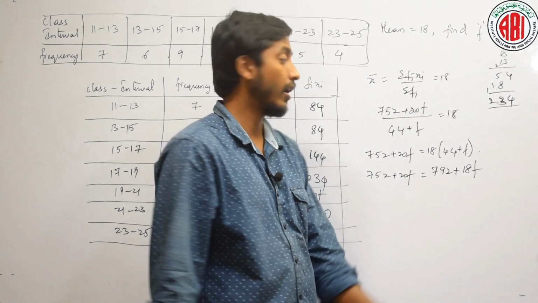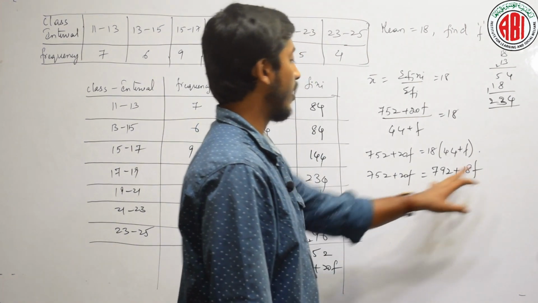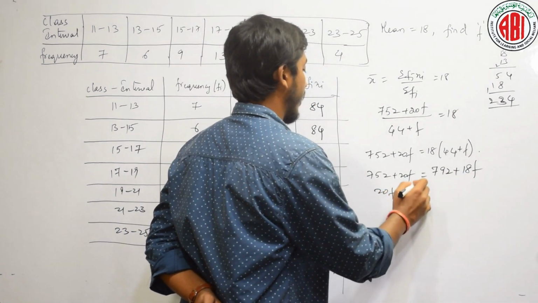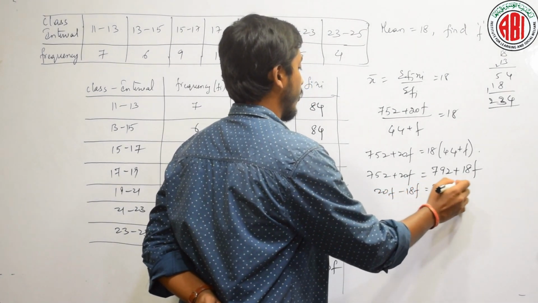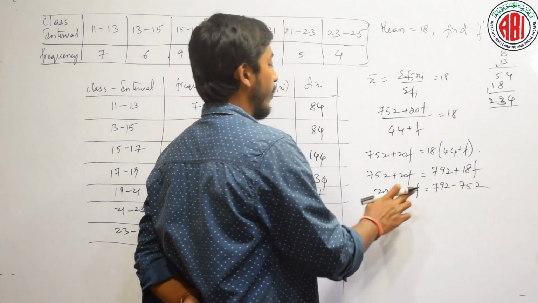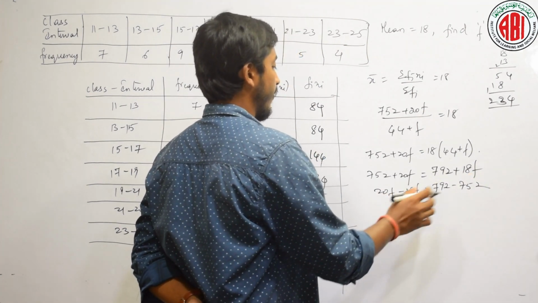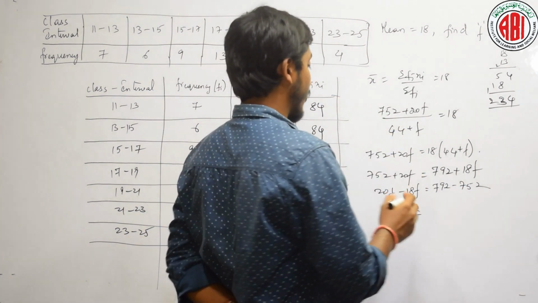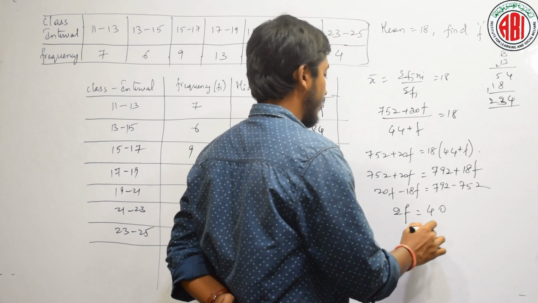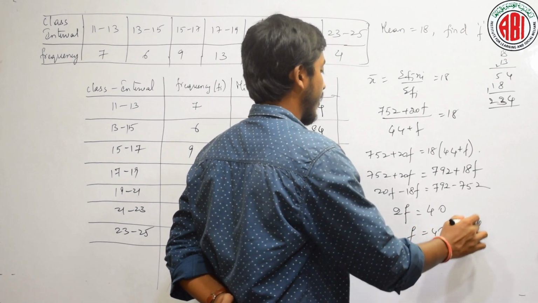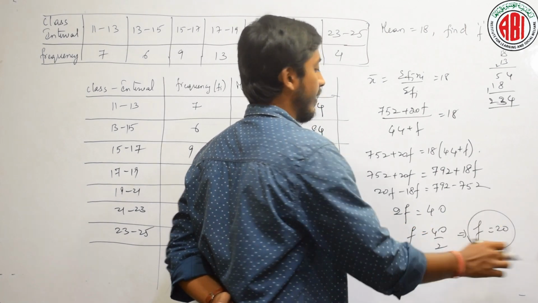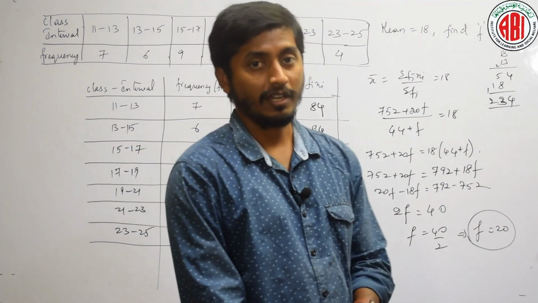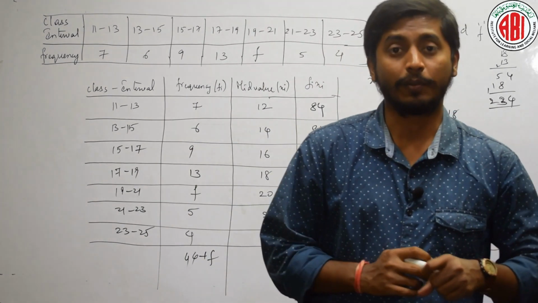Okay. Now let us bring all f terms together and constants to the other side: 20f minus 18f is equal to 792 minus 752. 20 minus 18 is 2f, and 792 minus 752 is 40. Therefore, f is 40 by 2, which is f equals 20, isn't it? Did we get the correct answer? Hope you understood this kind of problem.